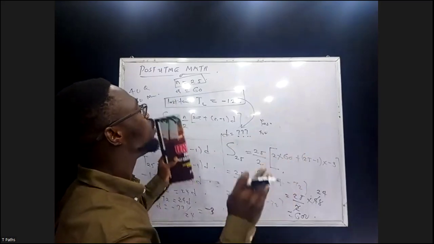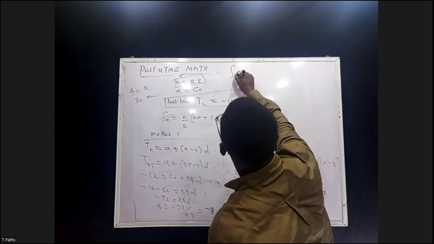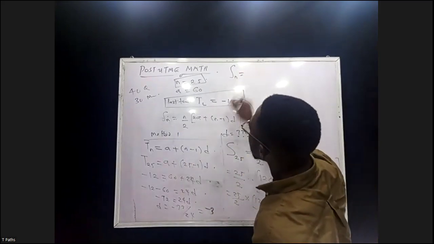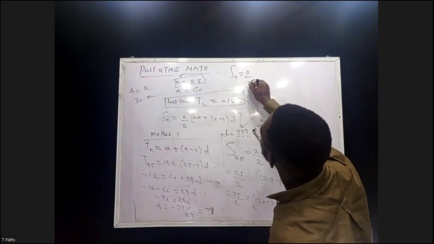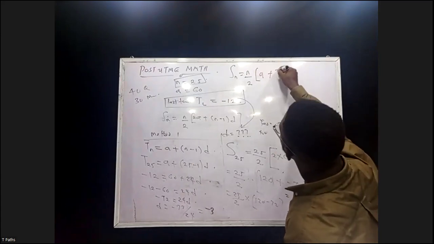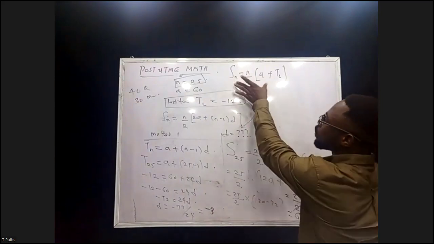So what is now the shortcut? Now, the shortcut is this. The sum of n terms in an AP that I've given you as this formula is also the same as n over 2 into a plus the last term. Take note of this formula now.